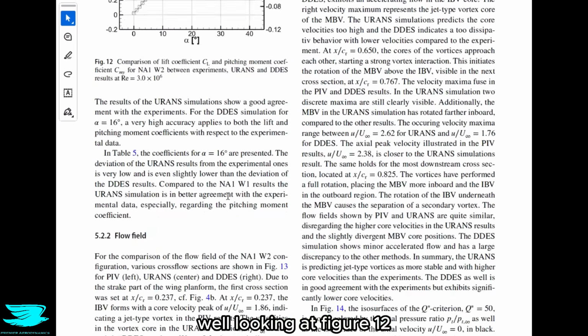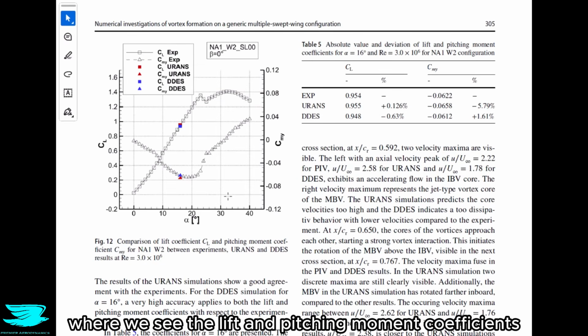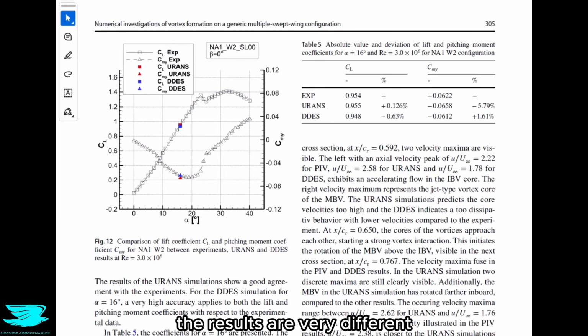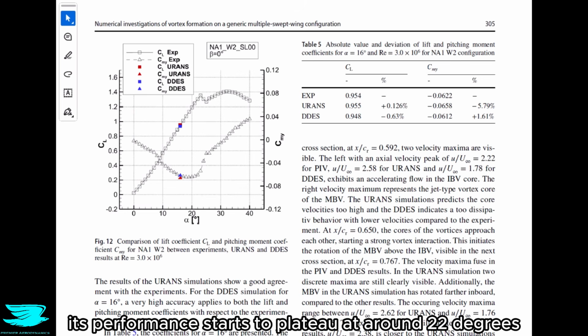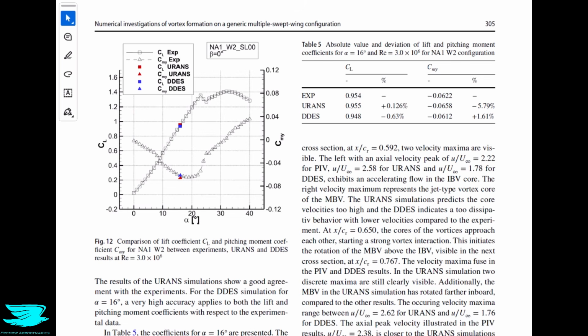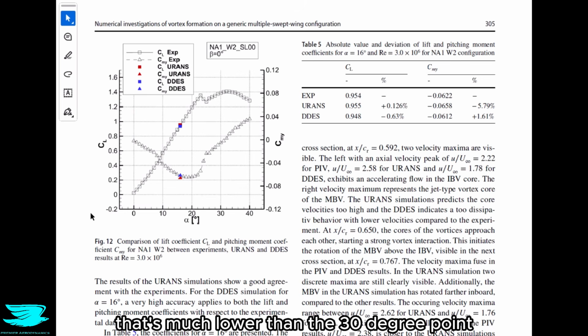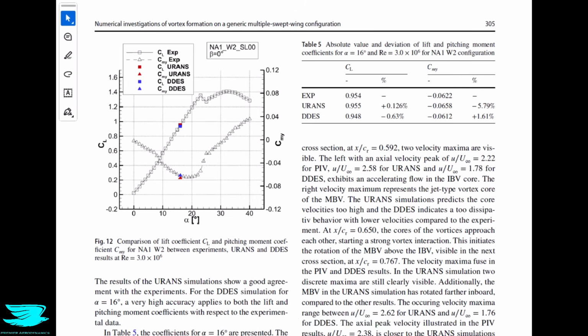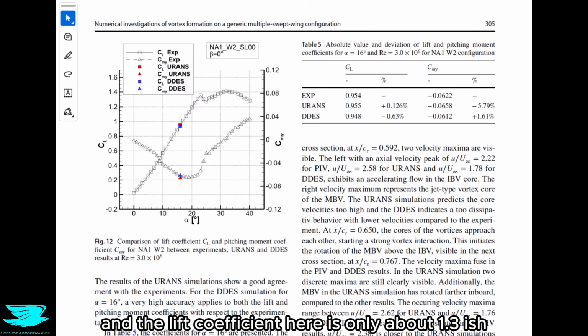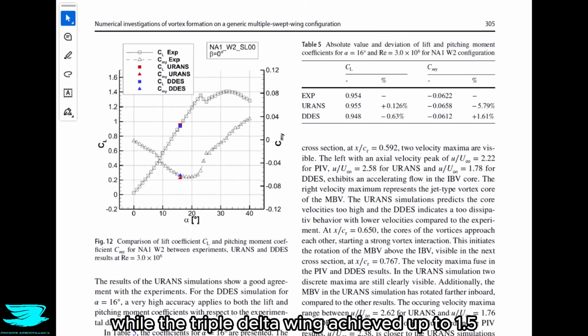Well, looking at figure 12, where we see the lift and pitching moment coefficients, the results are very different. So first of all, the lift coefficient, this is for the double delta wing, its performance starts to plateau at around 22 degrees. That's much lower than the 30-degree point we saw for the triple delta wing. And the lift coefficient here is only about 1.3-ish, while the triple delta wing achieved up to 1.5.